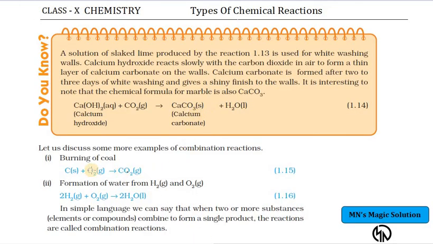This is the next combination reaction in your textbook: burning of coal. Carbon plus oxygen gives you carbon dioxide. In the products, only one is there. Similarly, formation of water is the third reaction given in your textbook. H2, hydrogen, plus O2, oxygen, giving you water, H2O. In this equation, the product side has only one, and there are two reactants. So this is again a combination reaction.